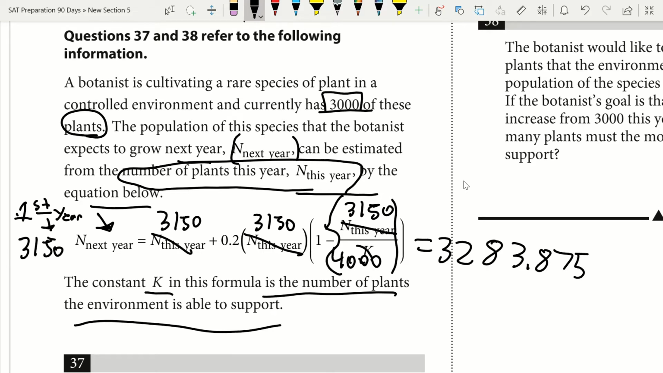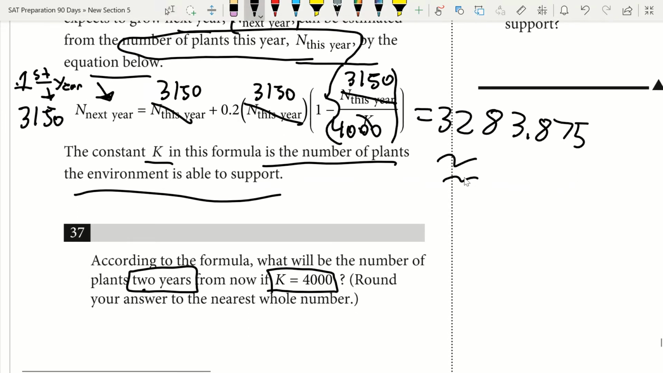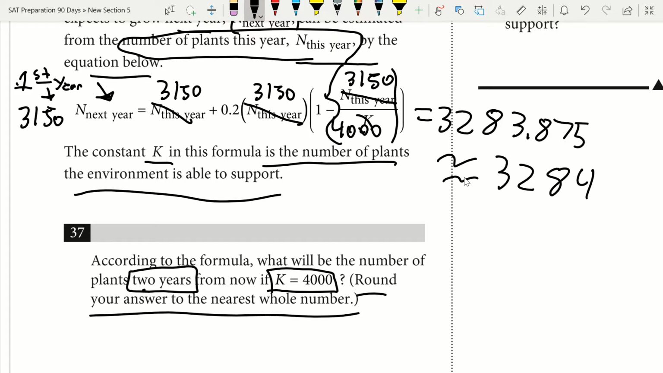3,283.875. Which when we round that, because we're asked to round to the nearest plant, and if we're not, we're going to have to anyways, because you can't have half a plant. We see we are asked to round to the nearest whole number, so that's what we're going to do. That's going to be 3,284. So that'll be our answer there, 3,284.